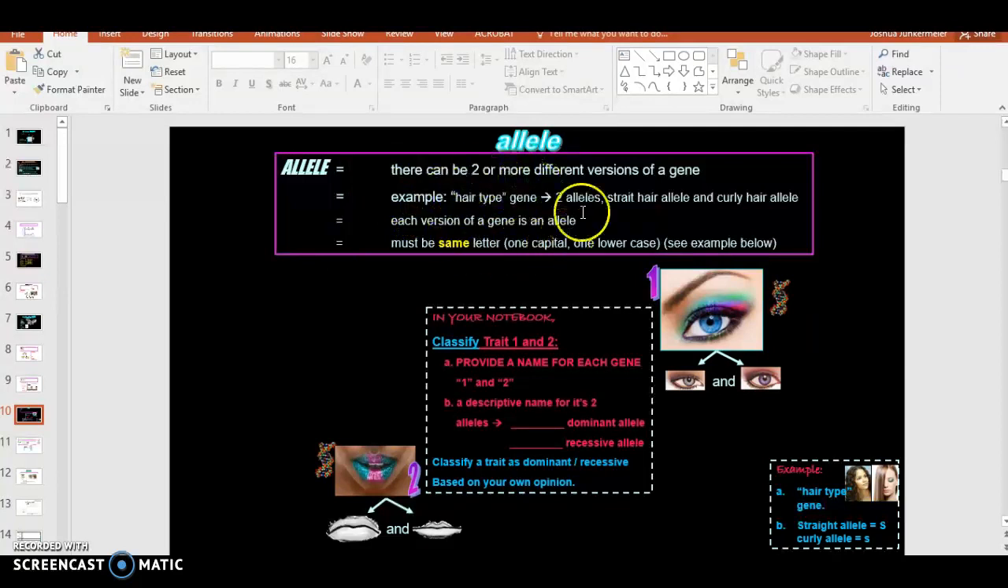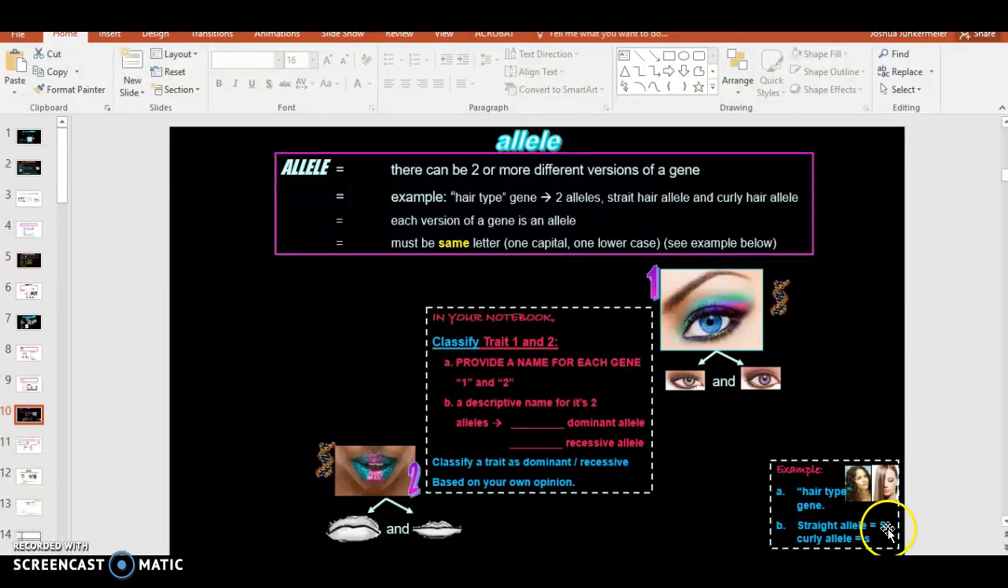Examples are, let's say you have a hair type gene, and let's say there are 2 versions of it. The 2 versions you call alleles. You call them the straight hair allele and the curly hair allele. If you're looking at a gene that controls hair type, whether it's straight or curvy or really curly, that gene is called the hair type gene. Because there are so many different types of hair, we know that there are different versions of the hair type gene. In this example, we have one girl with curly hair and one girl with straight, so we called each one its own allele: one version would be the straight allele, and one version the curly allele.